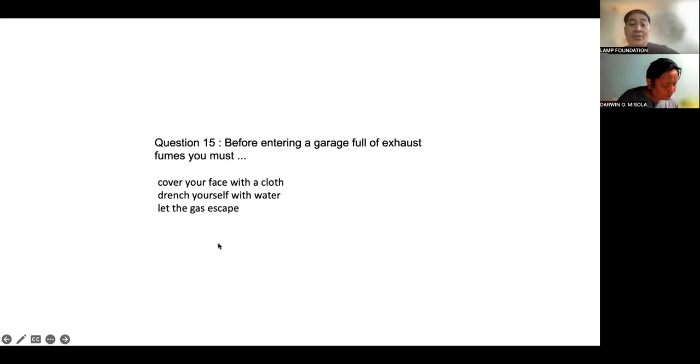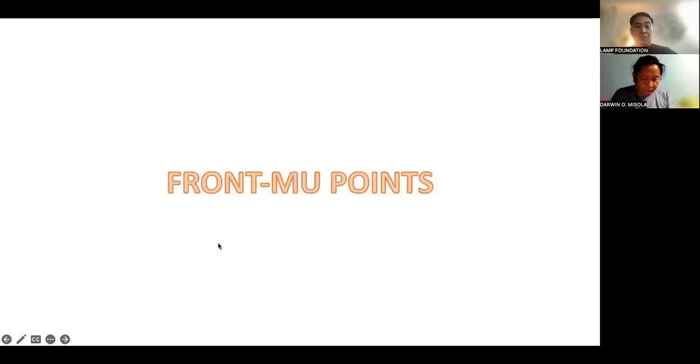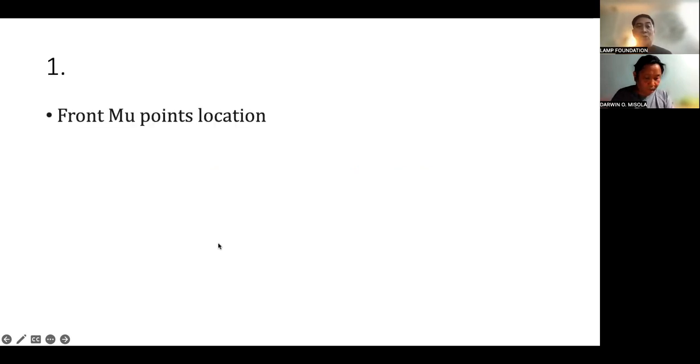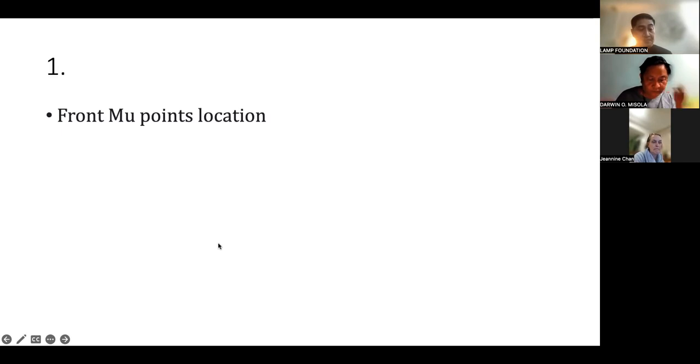Before entering a garage full of exhaust fumes, you must let the gas escape. Okay. Now let's go to the next question: where is the location? At the chest and abdomen.